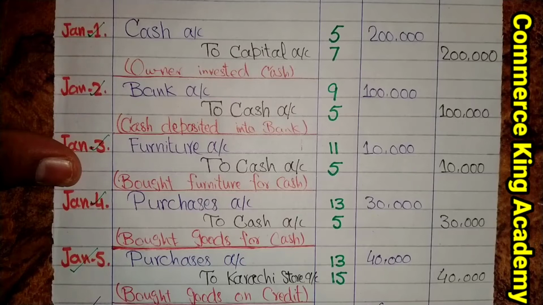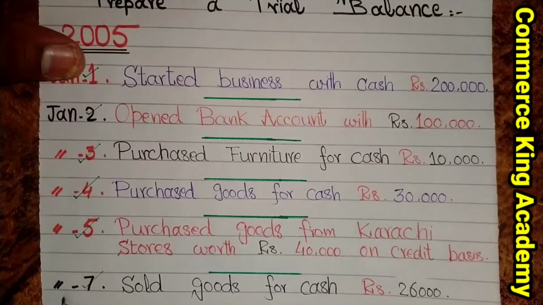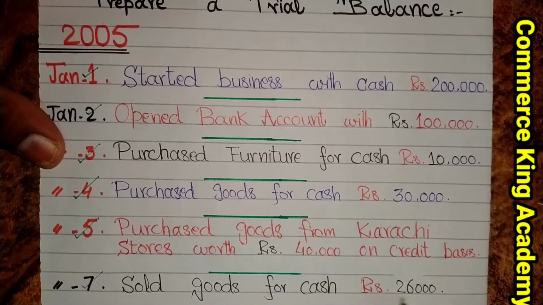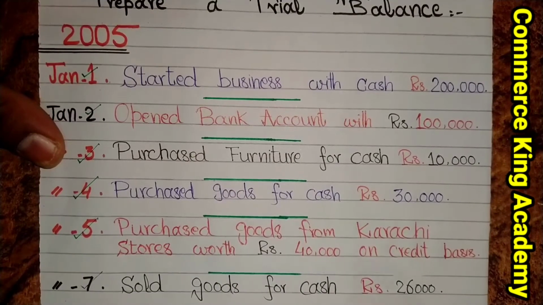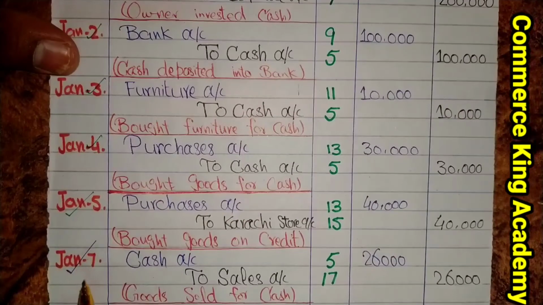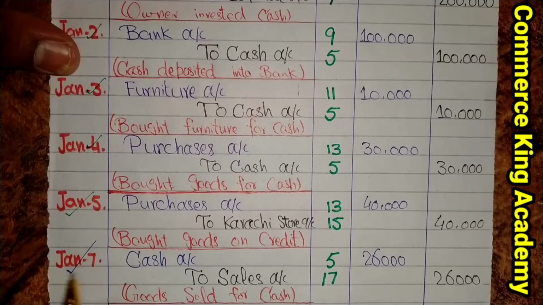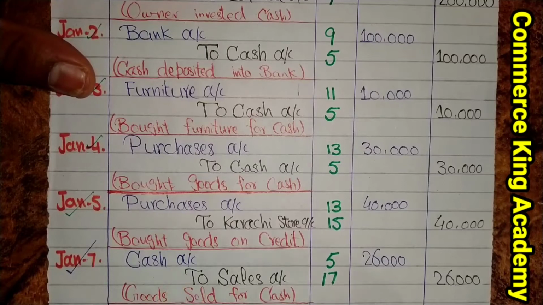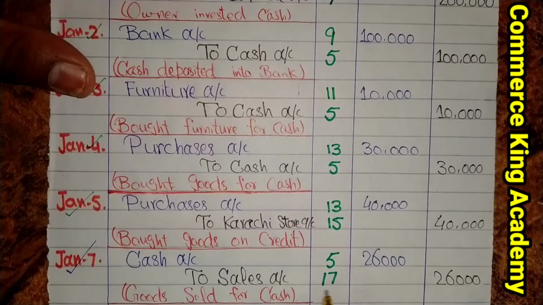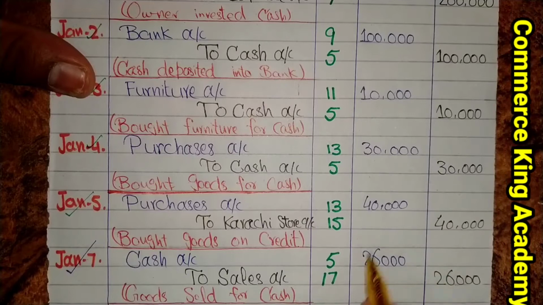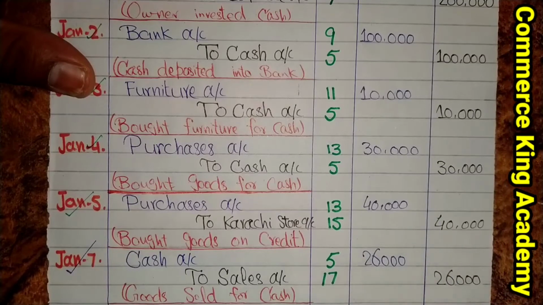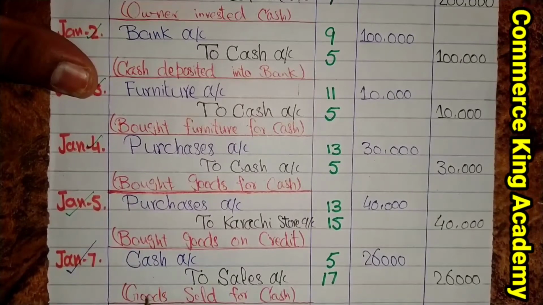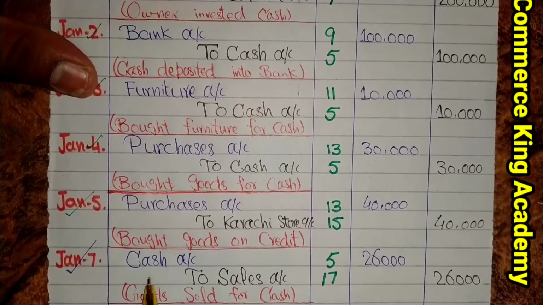The next transaction is Jan 7th: sold goods for cash, 26,000 rupees. This is the journal entry of this transaction: Jan 7th, cash account debit with ledger folio number 5 to sales account credit with ledger folio number 70, same amounts debit and credit, with details: goods sold for cash. Cash will be debited here because the sale has been done on cash basis.